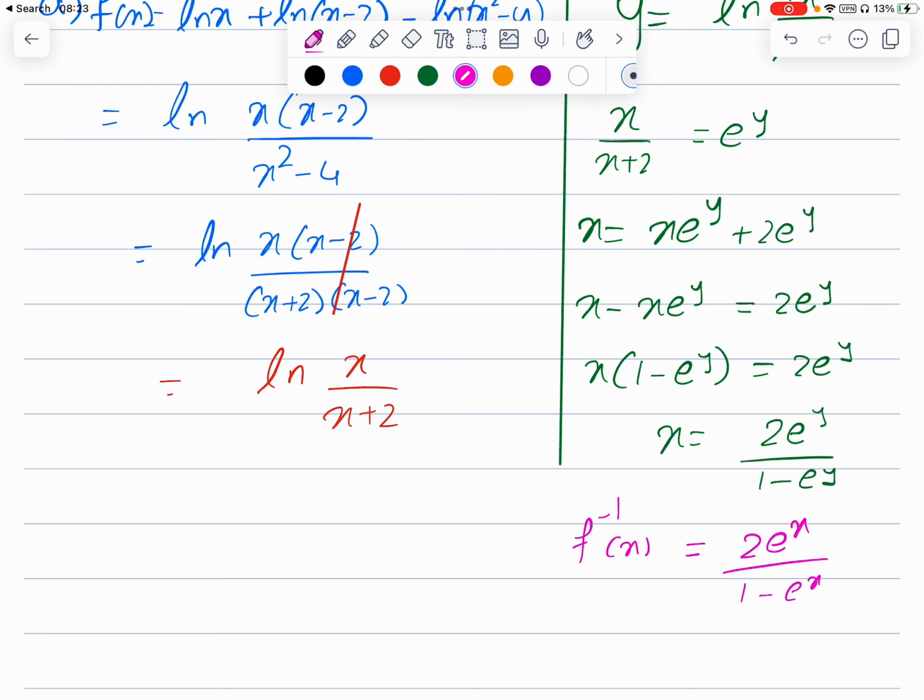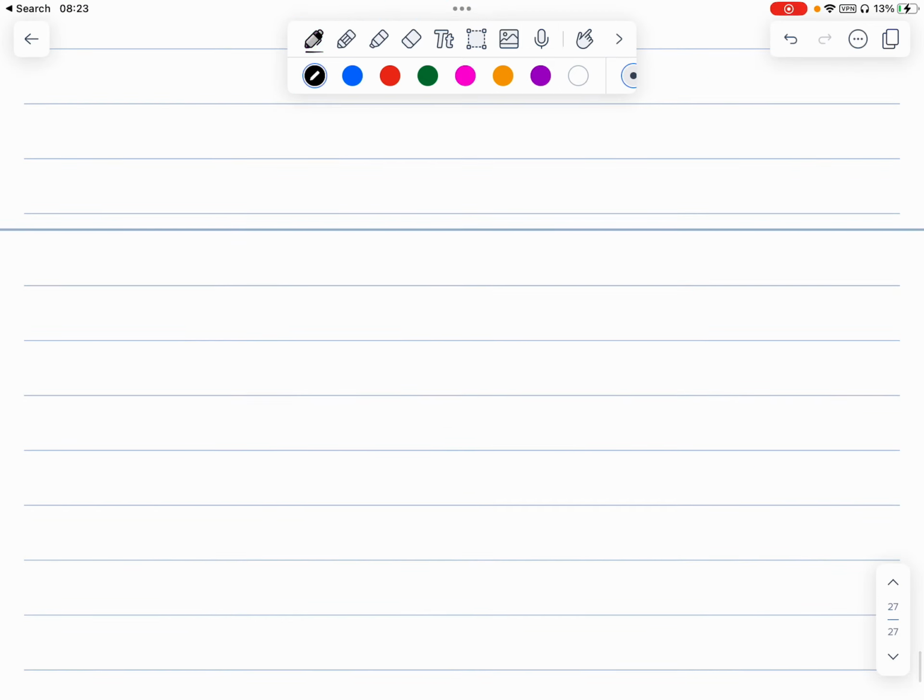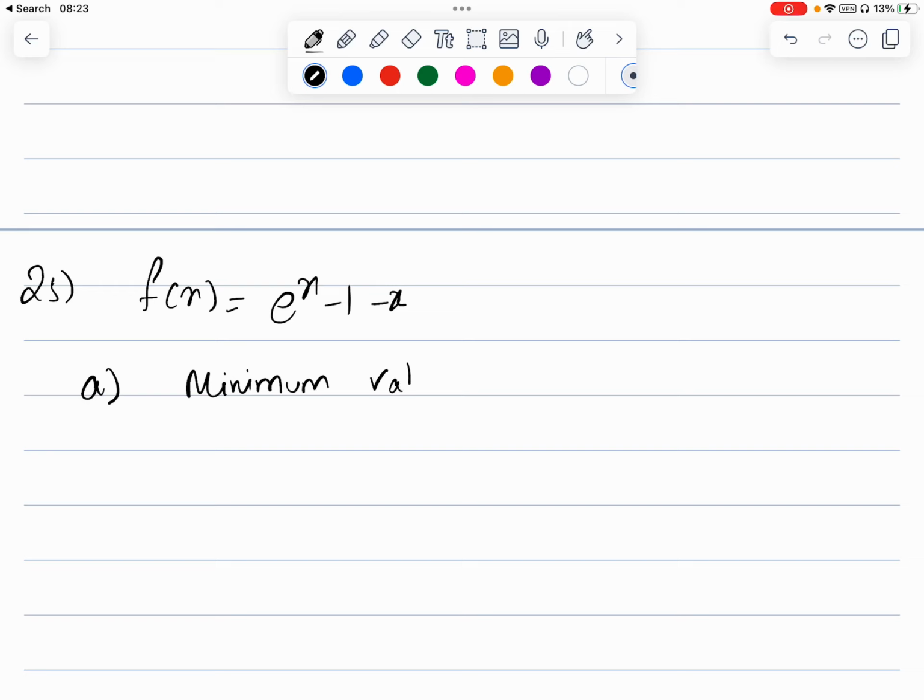And finally, question number 25. F of x is given as e power x minus 1 minus x. Then find the minimum value of f, and part B, prove that e power x is greater than or equal to 1 plus x for all values of x. This is the symbol for all values of x.